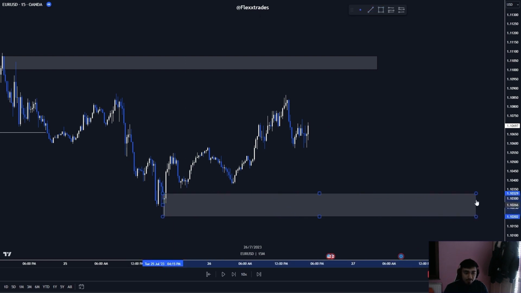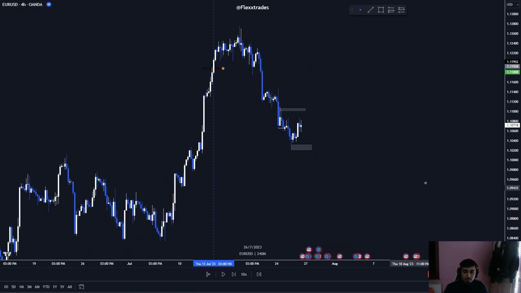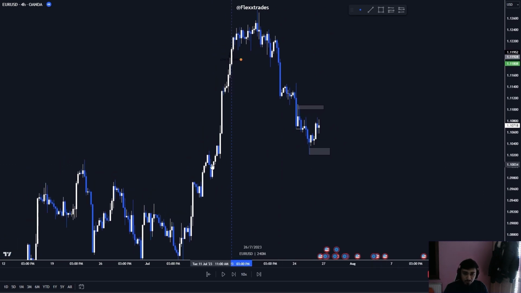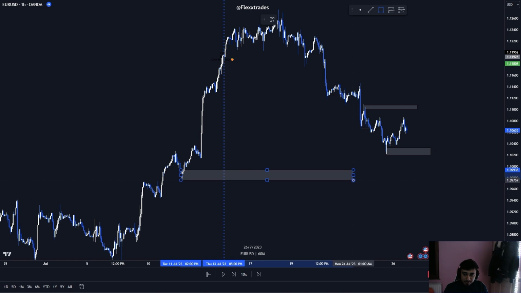Okay, so we look at the 15-minute structure first. So this is the ping-pong structure, right? And then we look at the higher time frame. So let's go to the 4 hour. And the 4 hour is obviously bullish. Obviously, we are approaching a higher time frame demand zone. So let me go to the 1 hour and take this demand zone right here.